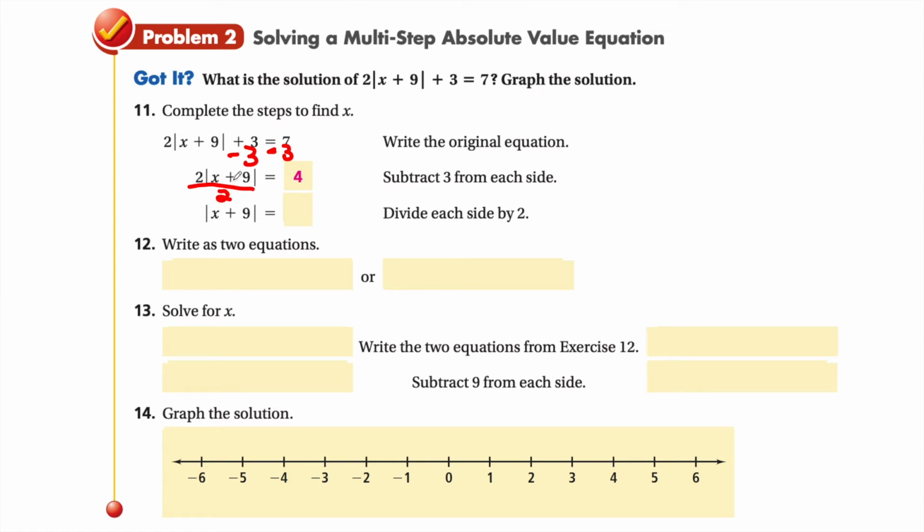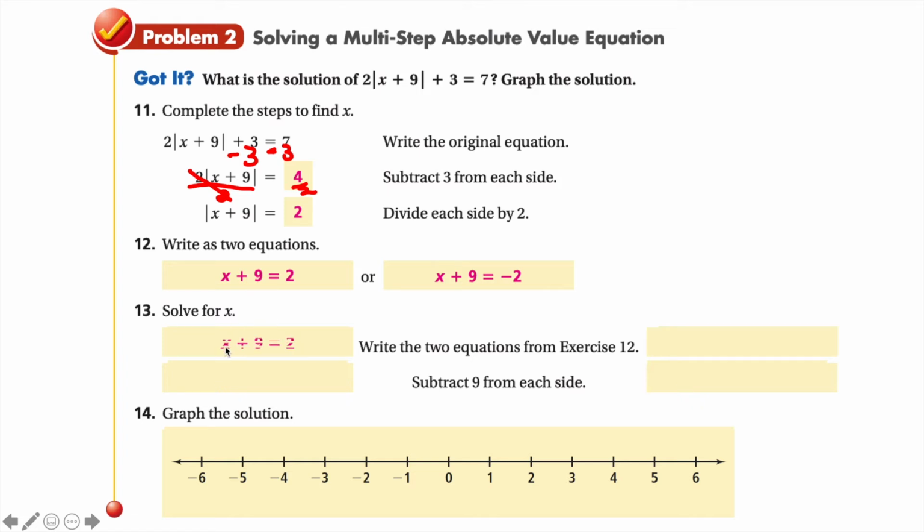Again, the absolute values work kind of like parentheses. They're their own special grouping symbol. So if I divide the absolute value by 2, I can cross these out, and we're going to divide that 4 by 2, which is going to give you a 2 as well. So now we have the absolute value of x plus 9 must equal 2. We can start solving it out. So we're going to set that same equation equal to a positive 2 as well as a negative 2. And then we're going to solve it out the same.